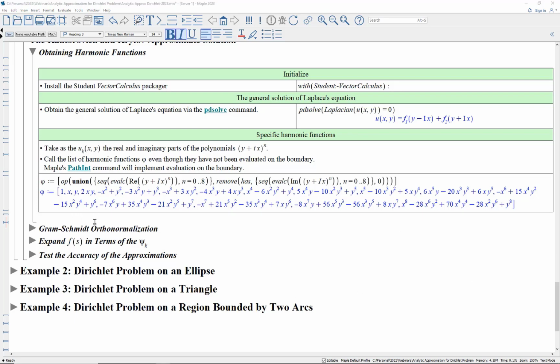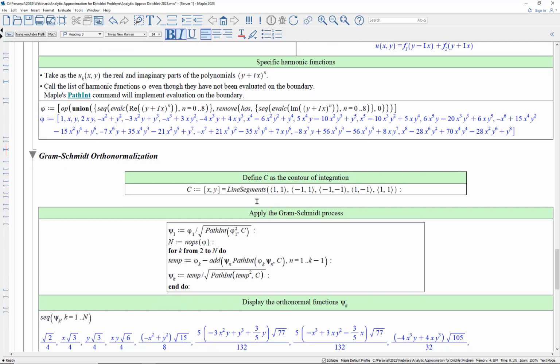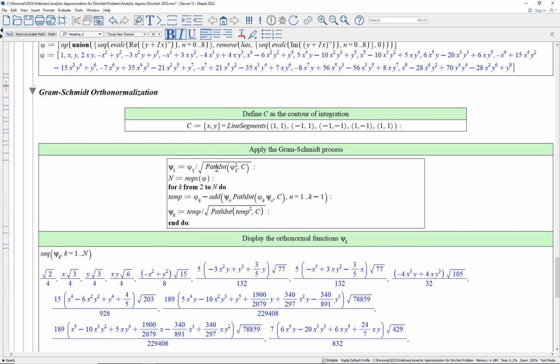The next step is to apply the Gram-Schmidt orthonormalization process to these harmonic functions. So in order to do that, I'm going to define the polygonal path around our square, starting at 1, 1. You notice I end up over here at 1, 1 to complete the loop. So, Gram-Schmidt process. This is the first one, and I'm using Maple's path int command, which is the line integral of a scalar. This is the scalar. Then I normalize that first function, and I get psi 1. Here I'm simply counting how many of these polynomials I have in here. I think it's 17.